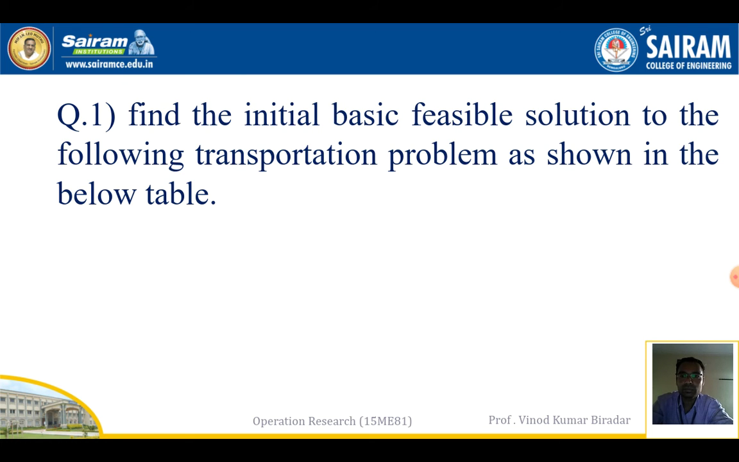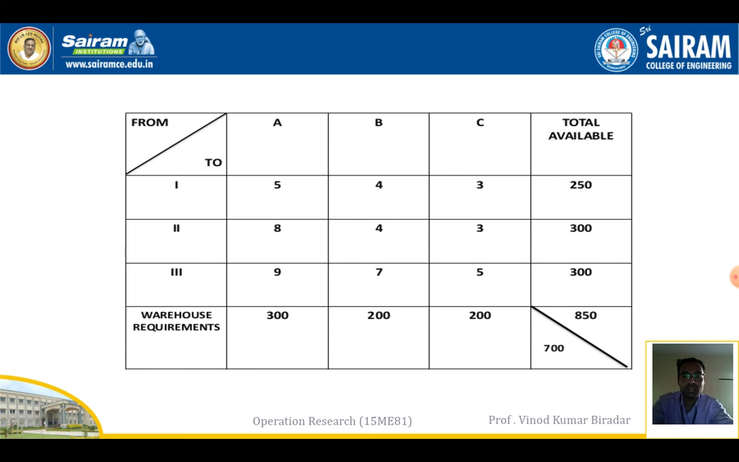We will solve one problem. The question is given like this: find the initial basic feasible solution to the following transportation problem. The table is given below. Here I am telling you it is an unbalanced problem, but in the examination they will not tell you it is unbalanced. How do we check whether it is unbalanced or balanced?